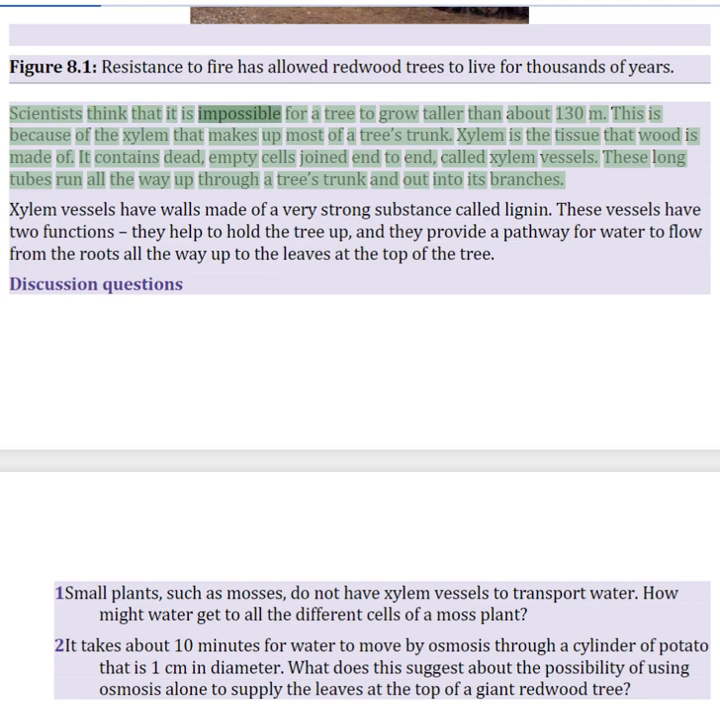Scientists think that it is impossible for a tree to grow taller than about 130 m. This is because of the xylem that makes up most of a tree's trunk. Xylem is the tissue that wood is made of. It contains dead, empty cells joined end to end, called xylem vessels. These long tubes run all the way up through a tree's trunk and out into its branches.